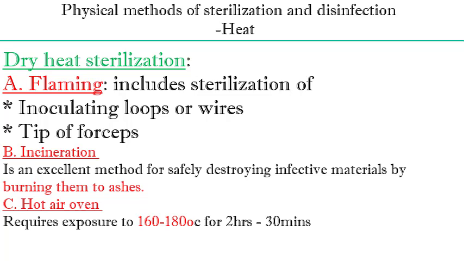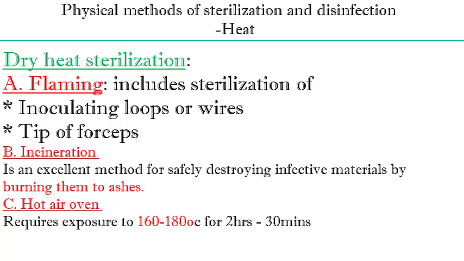The second physical method of sterilization is dry heat sterilization. This includes the first one, flaming. Flaming includes sterilization of inoculating loops or wires, tips of forceps, and searing spatulas. Flaming is carried out by holding material in a flame of a Bunsen burner until the material becomes red hot.